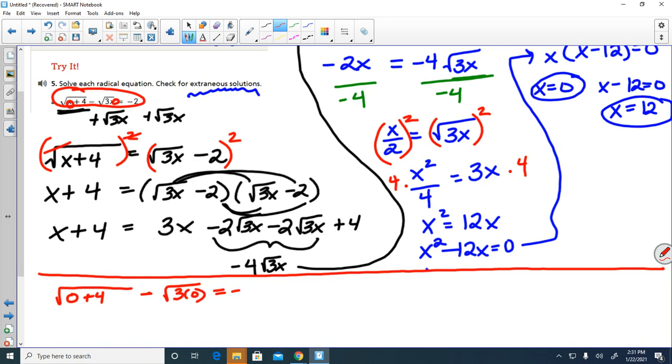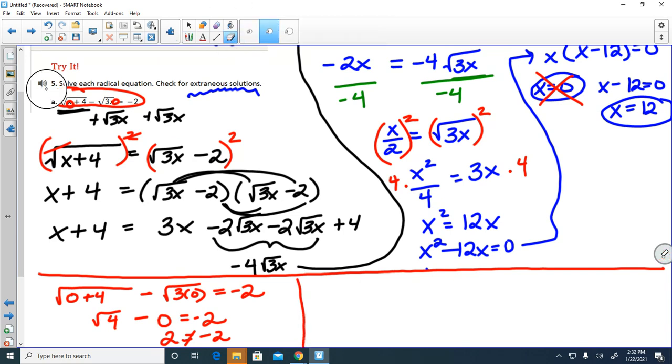Is that the same as negative 2? That would be the square root of 4 minus the square root of 0. Is that equal to negative 2? Well, positive square root of 4 is 2. 2 does not equal negative 2. X equals 0 is extraneous, so I put an X through it. Okay? Now, let's check x equals 12.